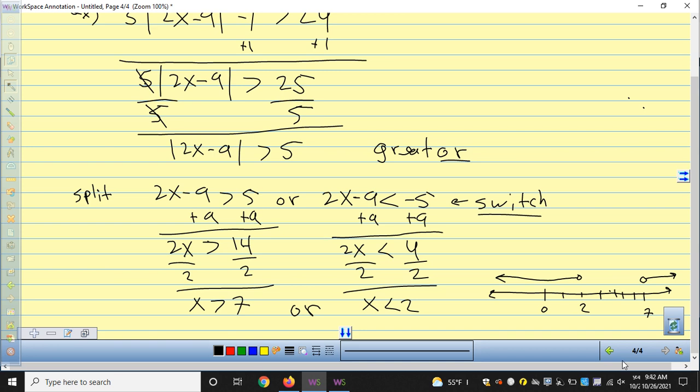All right. Questions? So very much like yesterday, get the absolute value by itself. Split it into 2. Greater than or equal to, you get an or. Less than or equal to, you get an and. Split it into 2 inequalities. Switch the arrow on the one that makes the negative.